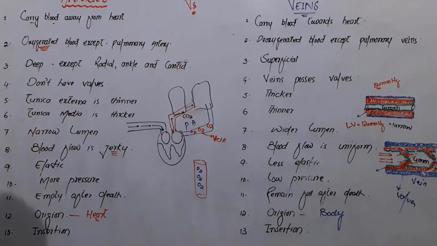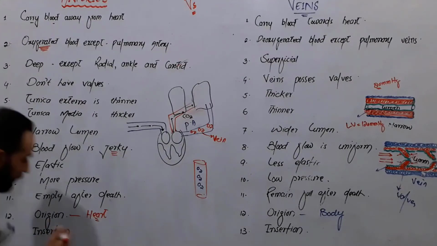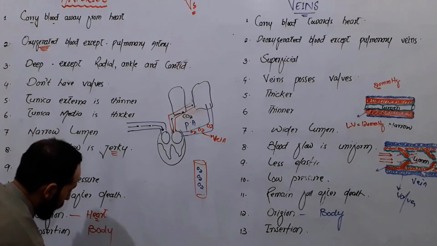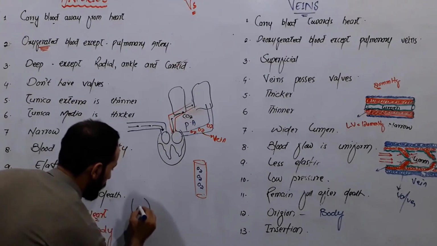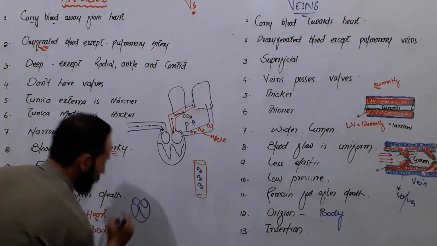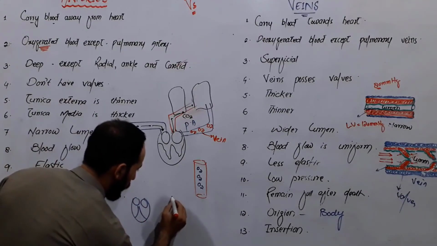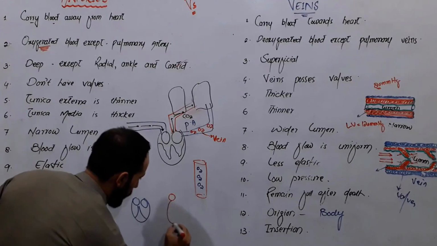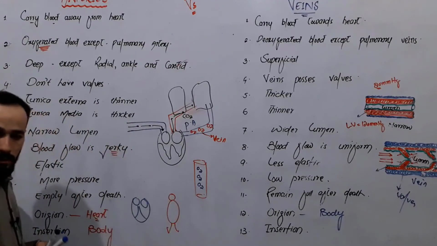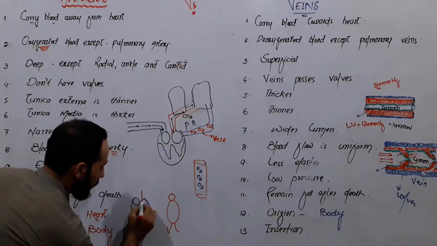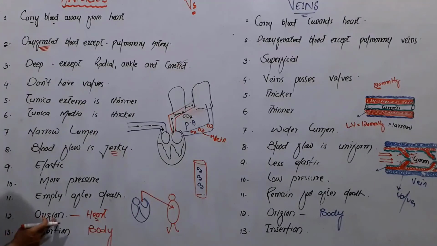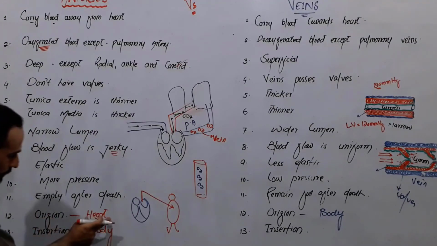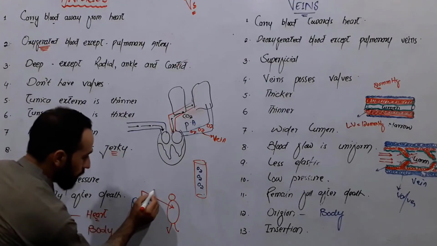Okay, the next thing, what is the insertion of arteries? Arteries insert into the body. It means, look here, this is the heart, and here are other body parts. This is a person standing here, right? Now look carefully. Arteries arise from the heart and insert in the body. I have written here that the origin of arteries is from the heart. This is the artery.